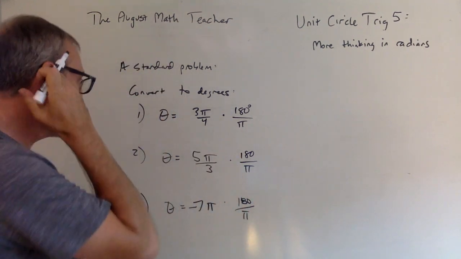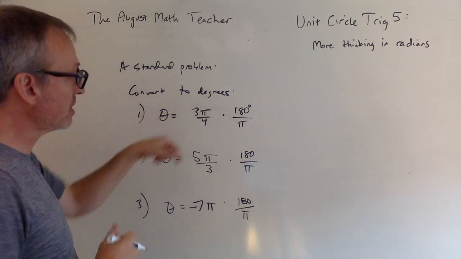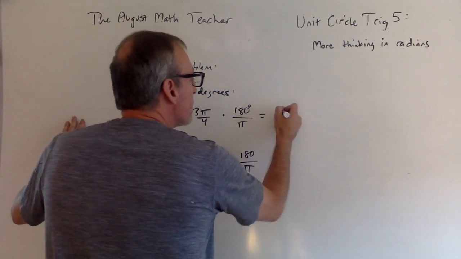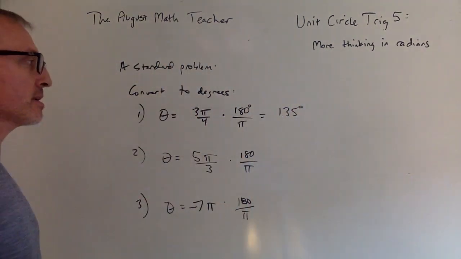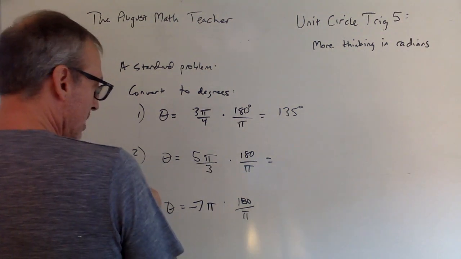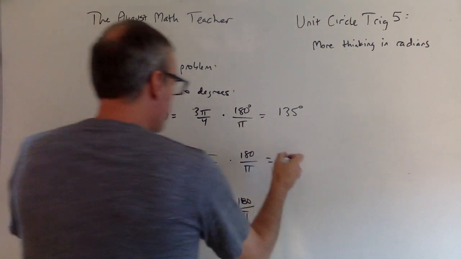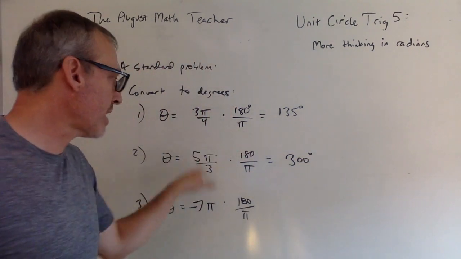So I do the first one, 180 over pi, pi's cancel. I end up with 3/4 times 180. When you do it, it ends up being 135 degrees. So 3 pi over 4 radians is 135 degrees. You do it over here, you get 300, I think is what you get. Yeah, that's right. Again, you probably have to use a calculator to do this.